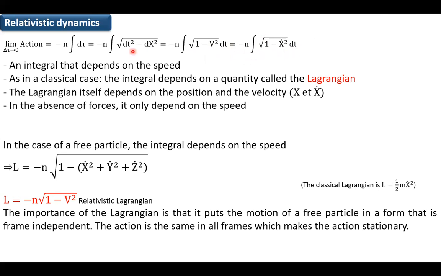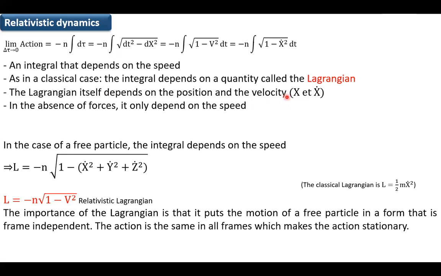So you see, this is an integral that depends on the speed, on v, which is x dot. Or in the classical case, the integral should depend on a quantity that we call the Lagrangian. You know that the action is the integral of L dt. So it's the integral of some quantity that we call the Lagrangian. So we will do the same in relativity.